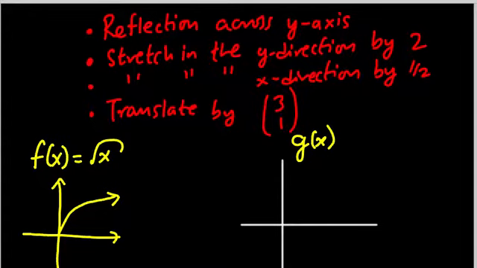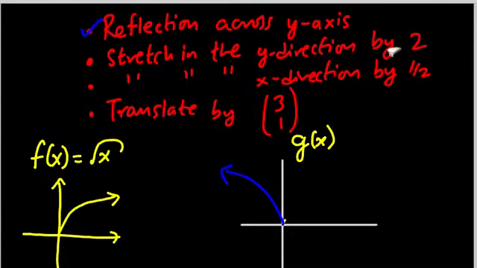Now we're going to use these instructions to help us transform this original function to g of x. We started off this way, this is our original square root function. First is a reflection across the y-axis, so I'm going to draw that in blue over here. Use a pencil just to make sure you erase the old one, so you see the transformations as they're happening. So that's a reflection across the y-axis.